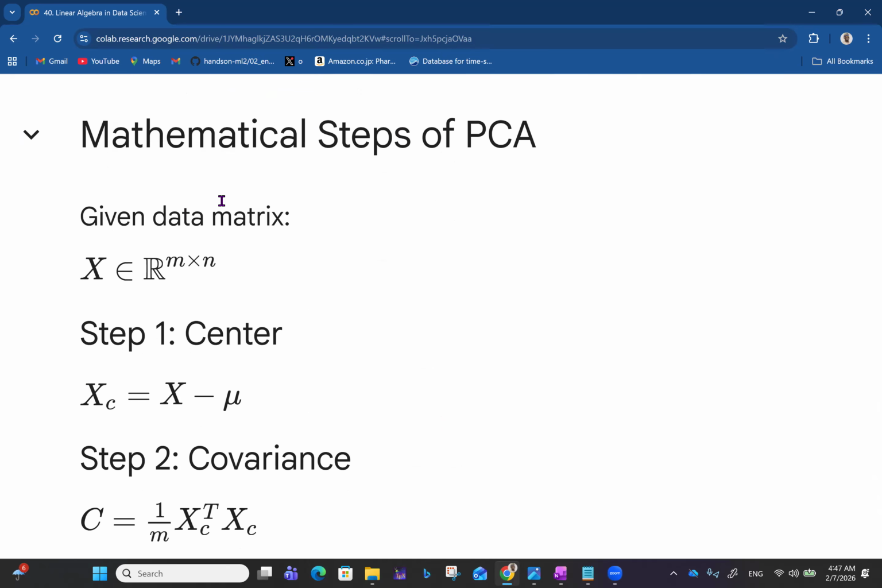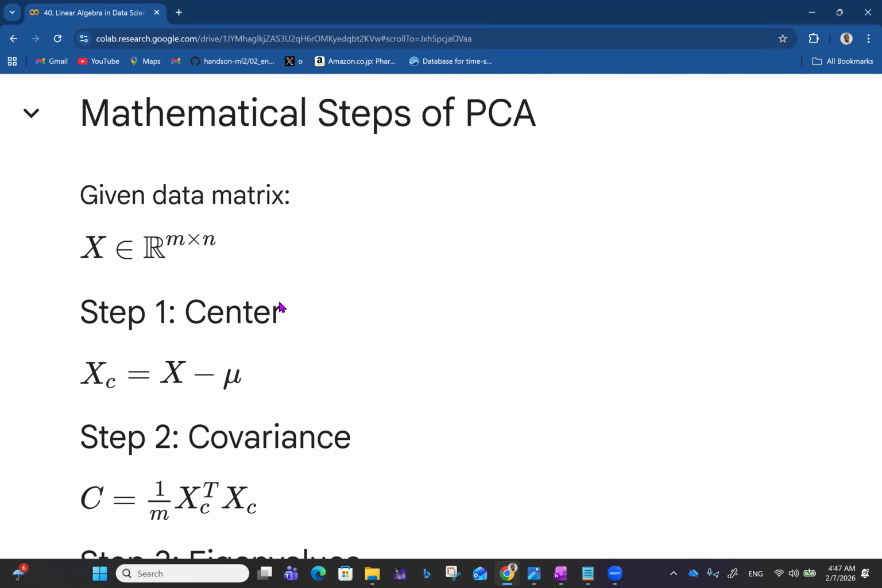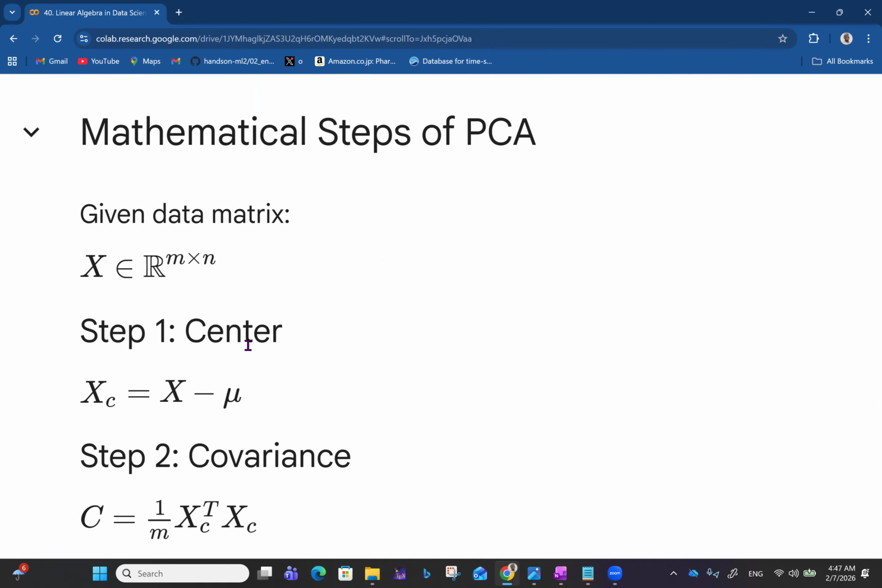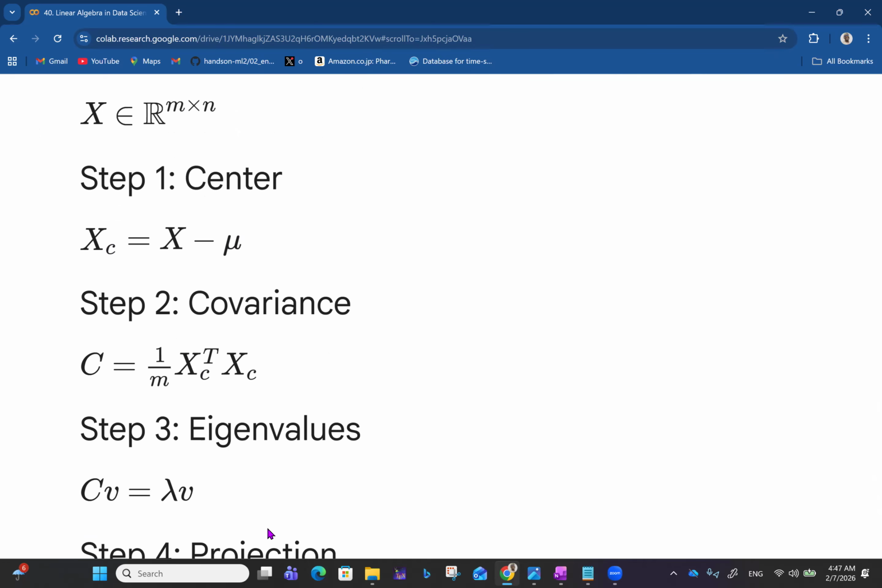Okay, so talking about the mathematical steps of PCA now. First of all, given a data matrix X, which represents the feature space in R^(M by N), the first thing you want to do is to center the data. So you have Xc, which is the same thing as X minus mu, right? You are subtracting the mu so you can get the center of the data, and then from there you have the covariance, which is computed as 1 over M, Xc transpose Xc. You get the covariance from there.